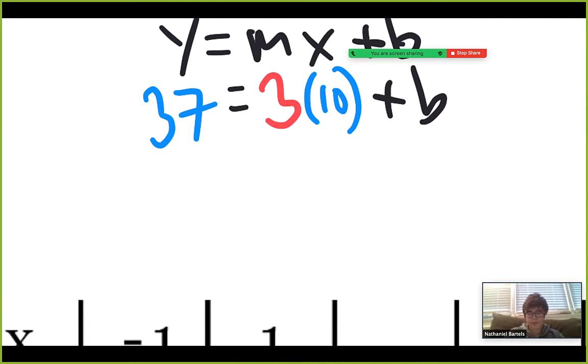I'm not sure. So we're going to be simplifying. We want to isolate b. And to do that, I'm simply going to rewrite 37. And we've got to do some multiplying. We're going to multiply what times what?